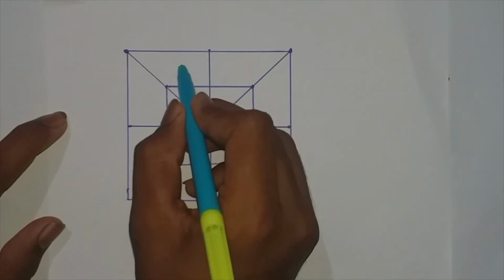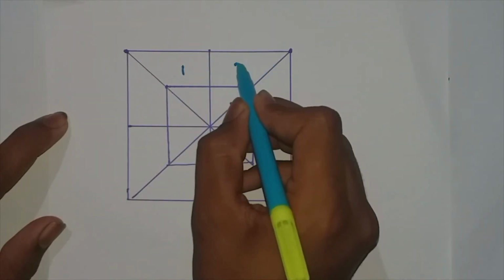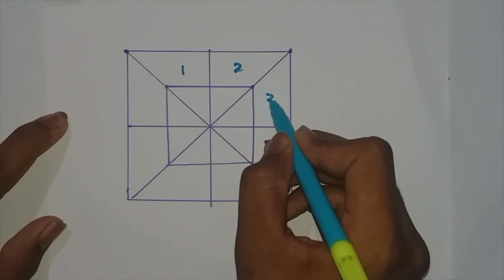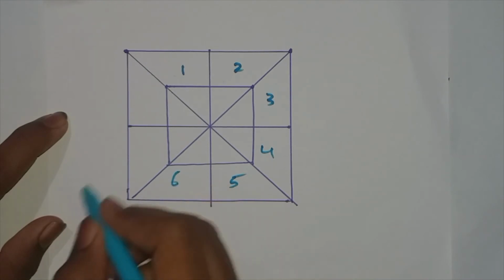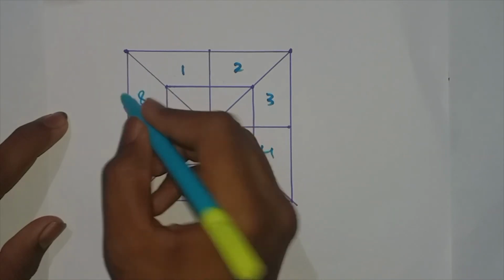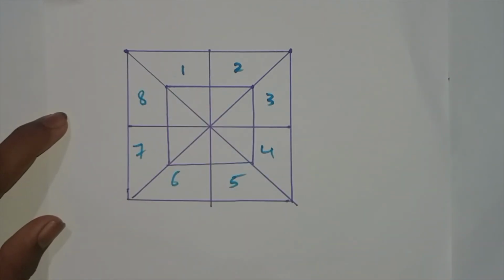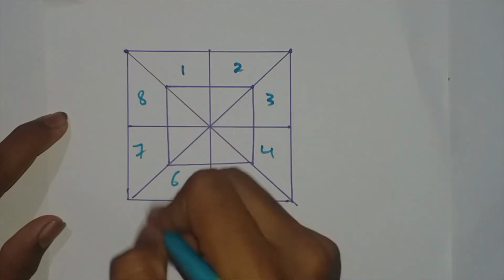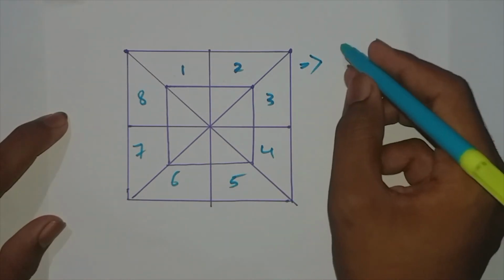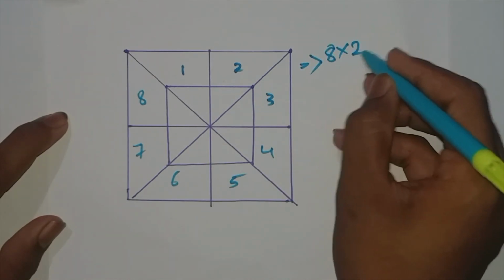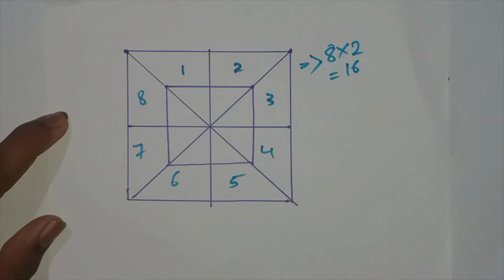That means this is the first triangle, this is the second triangle, this is third, this is the fourth triangle, this is the fifth triangle, this is sixth, this is seventh, this is eighth. As I previously told you the concept, when you have these square type questions in triangles, you try to double the sum. That means 8 into 2, it gives 16.